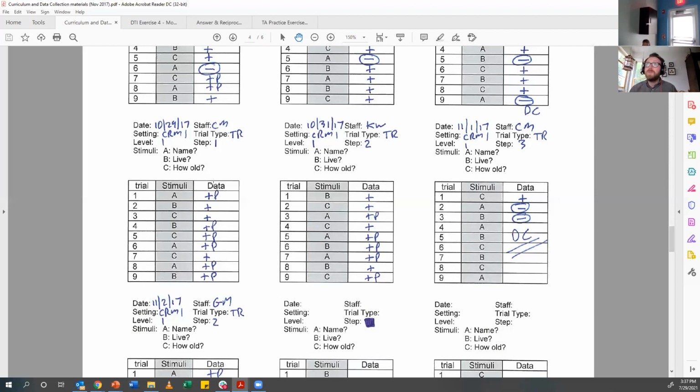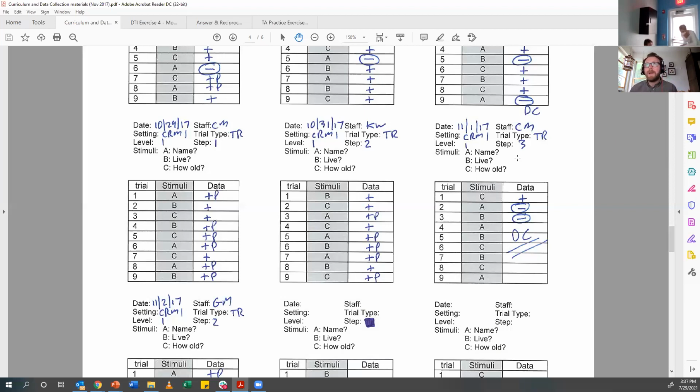Our student performs 9 out of 9 responses correctly. Okay, some independently, some with prompts. But he met that 89% criteria to fade the prompt again. So now we're back at prompting step 2. This time the student has performed correctly in 9 of those trials. Again, a mixture of prompted responses and independent responses. So again, we are going to fade the prompt.